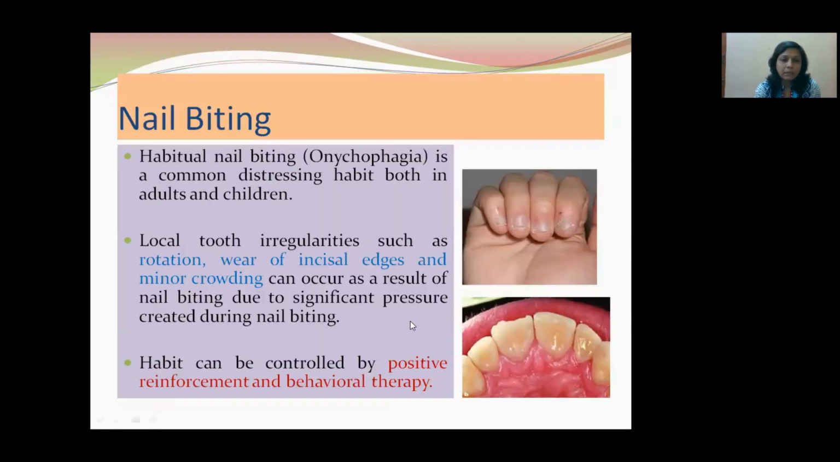Nail biting is another deleterious habit, also known as onychophasia. It is a common distressing habit both in adults and children. Due to this, local tooth irregularities such as rotation, wear of incisal edges, and minor crowding can occur as a result of significant pressure created during nail biting. This figure shows the wear of incisal edge due to significant nail biting habit. Habit can be controlled by positive reinforcement and behavioral therapy.